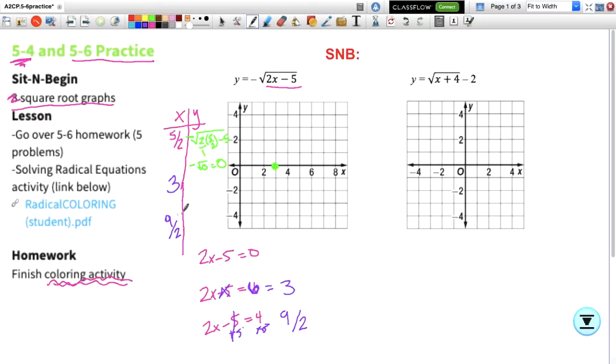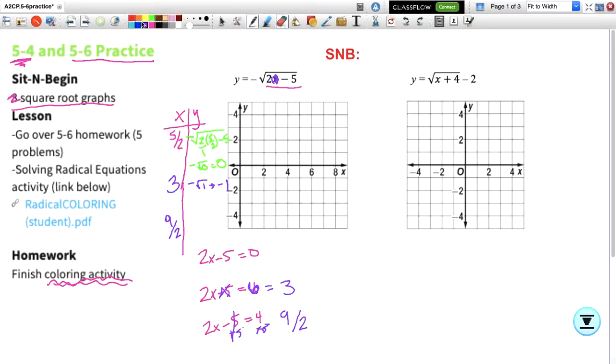My next point is 3, so I'm going to plug a 3 in right here. So I have 2 times 3 is 6. 6 minus 5 is 1. So I currently have negative square root of 1, right? When we simplified in here, we got 1. So the square root of 1 is 1. Apply the negative, negative 1. So I'm going to go over 3. Oops, that dot, I accidentally put at 3. Let me erase that and fix this.